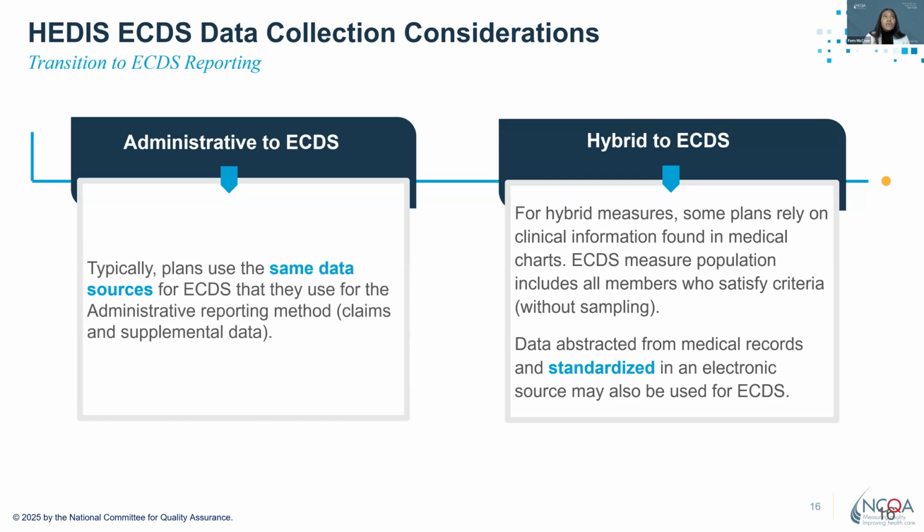First, for measures that are transitioning from the administrative method to the ECDS method, we have seen that many plans typically use the same data sources as noted previously. That's administrative and supplemental data. But if they're using a range of different sources, they're typically able to incorporate those sources for ECDS reporting. And so the reliance on those same data sources really ensures that there'll be minimal disruption with transitioning the administrative measures over to the ECDS method.